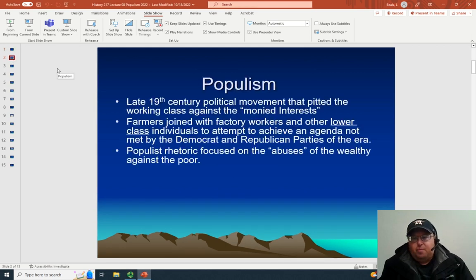First, what is populism? Populism is a late 19th century political movement that pitted the working class, farmers, factory workers, against the moneyed interests of the day.